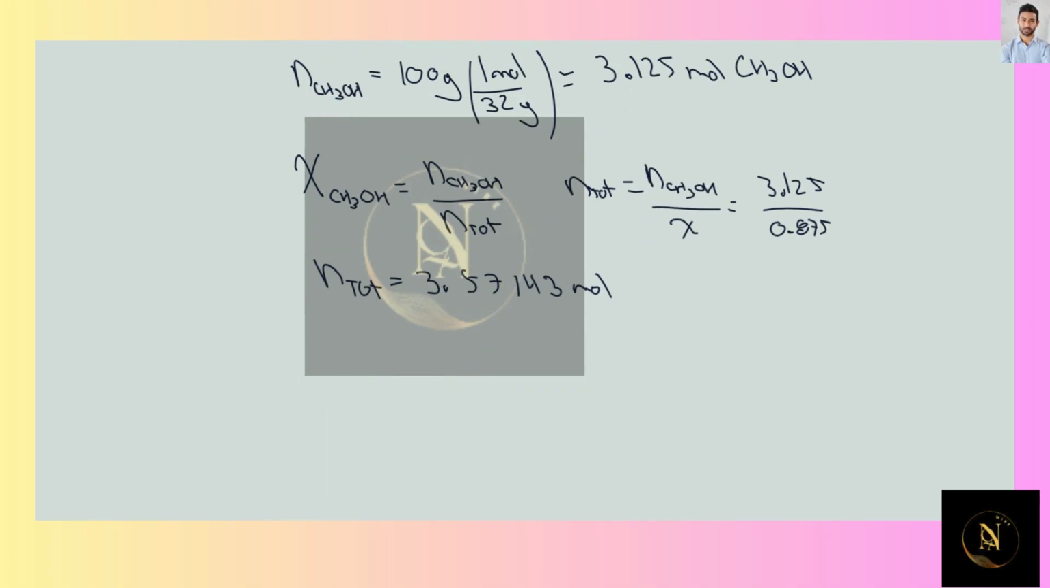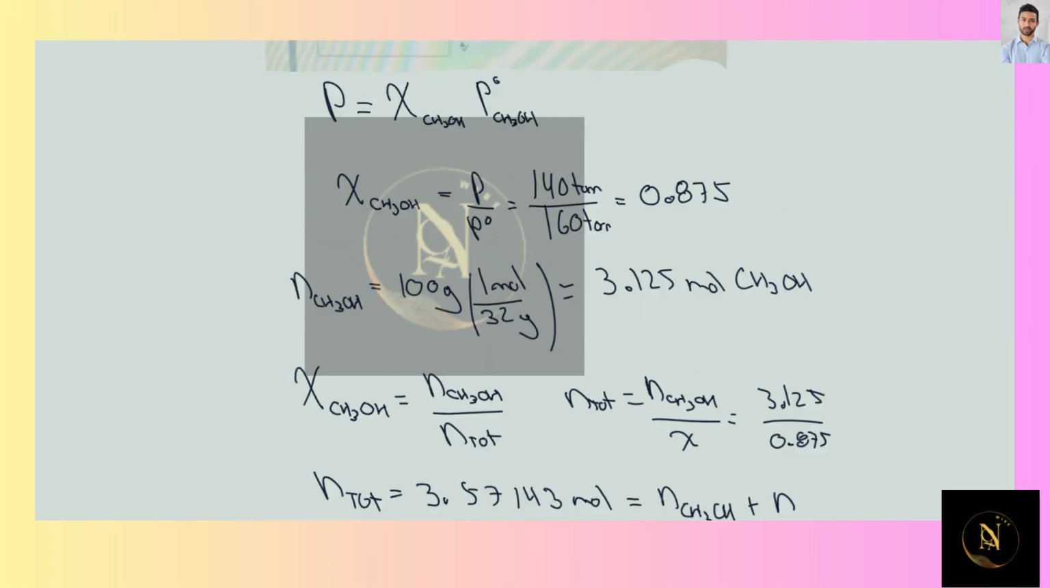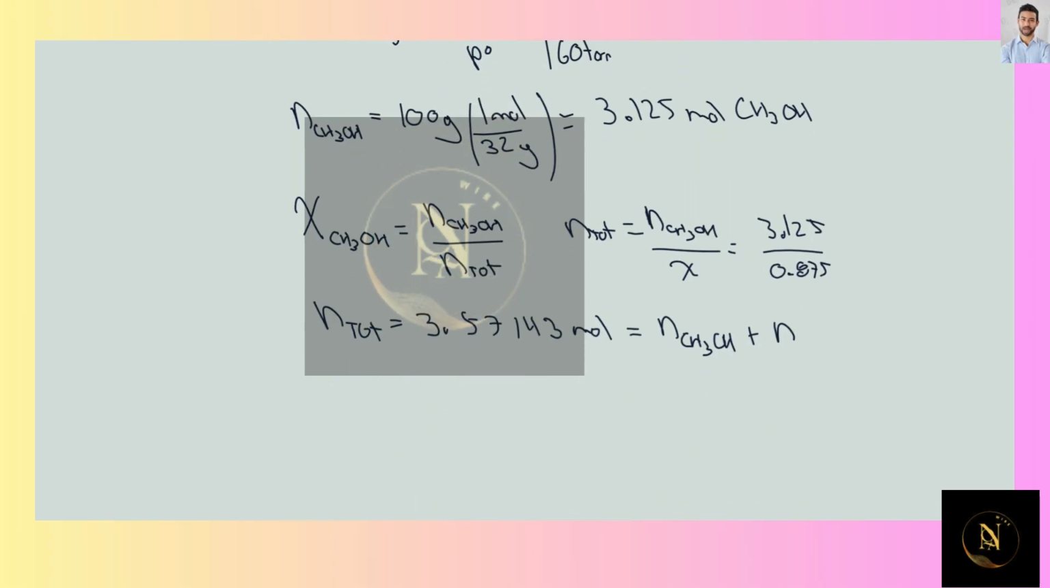Finally, since this is going to be the total amount and this is equal to the amount of moles of methanol plus the amount of moles of glycerol, I'm going to label this as glycerol, that means that the amount of moles of glycerol would be equal to the result that we just got minus the 3.125 moles that we had of methanol. So we're going to get 0.44643 moles of glycerol.